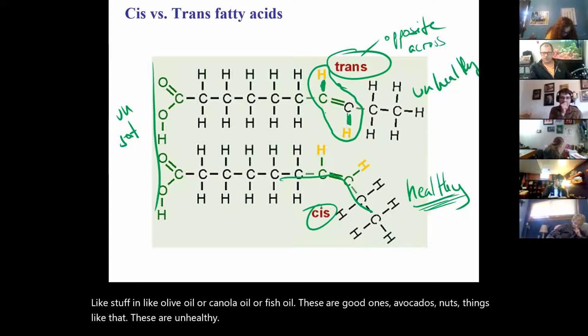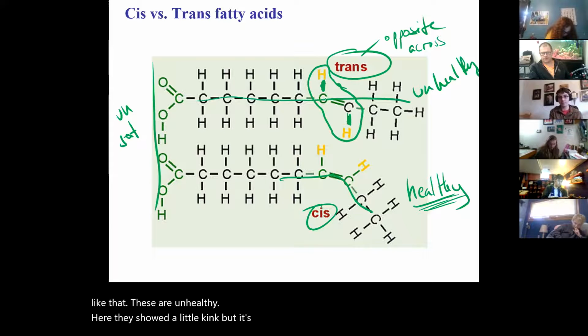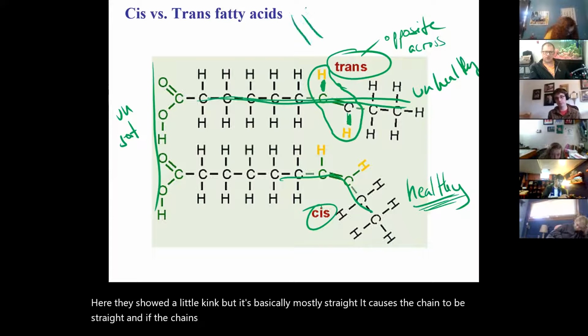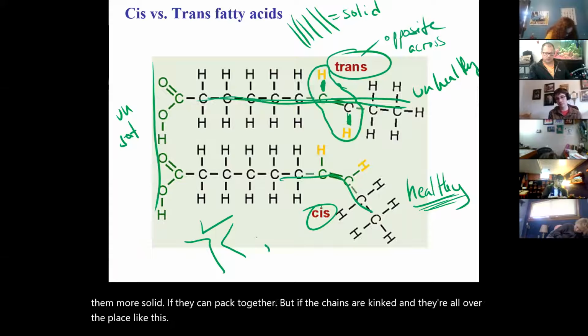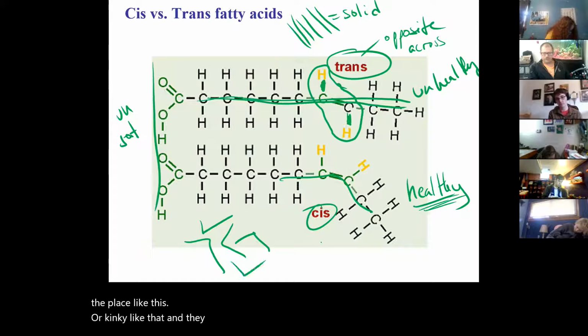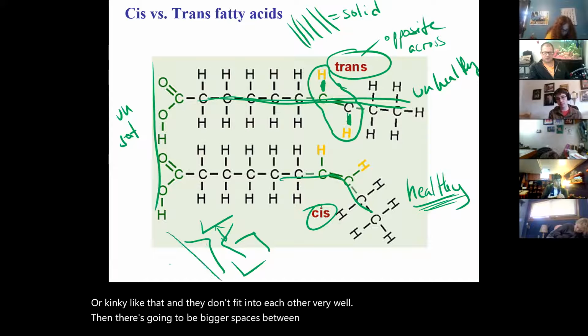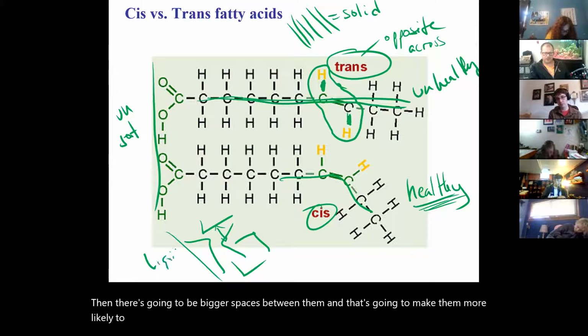Here they showed a little kink, but it's basically mostly straight. It causes the chain to be straight. And if the chains are straight, they tend to pack together really tightly, which makes them more solid. But if the chains are kinked and they're all over the place like this, and they don't fit into each other very well, then there's going to be bigger spaces between them, and that's going to make them more likely to be a liquid.